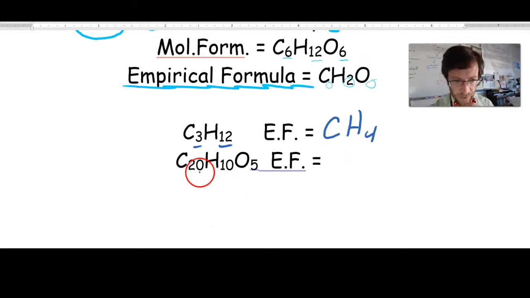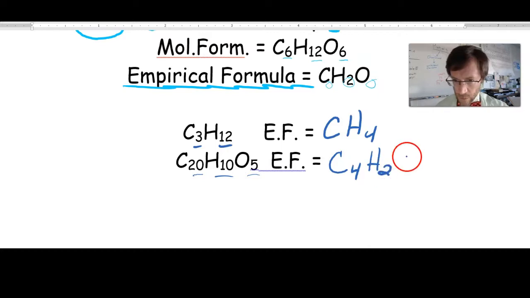Now this one, 20, 10, and 5. I can't divide by 2 because that's 5. I think I'm gonna divide everything by 5. I think that's gonna work out for me. So that's gonna be C4H2O. Is that it? Yeah, I think that's it.